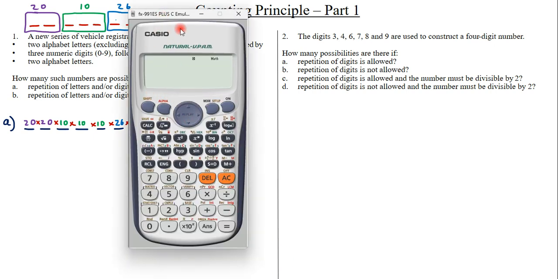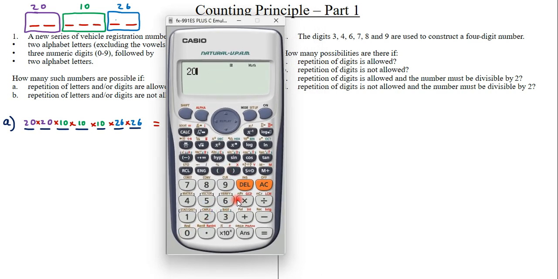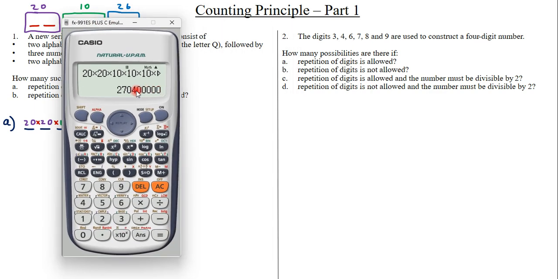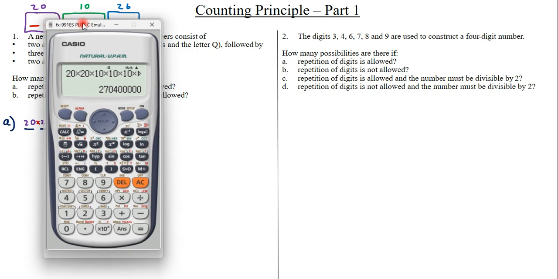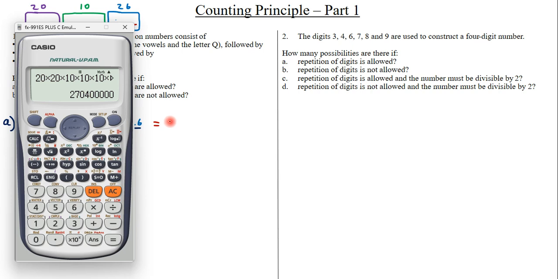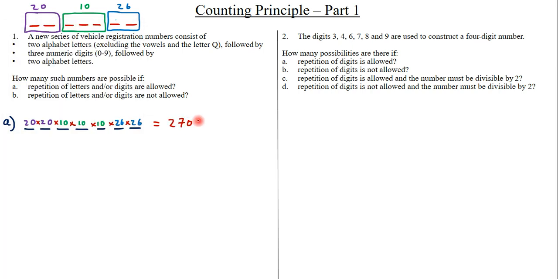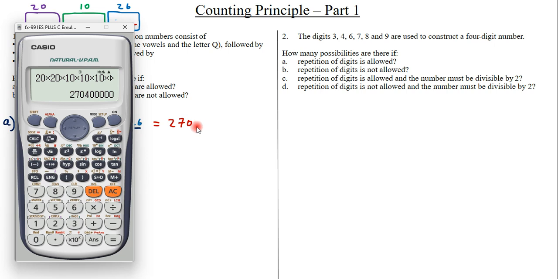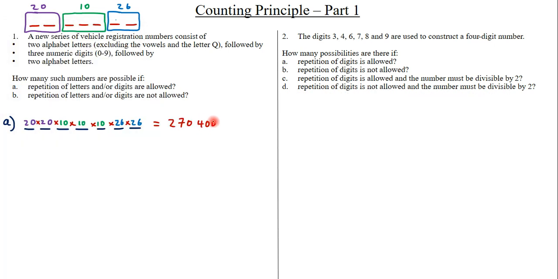On our calculator here, we have 20 multiplied by 20 multiplied by 10 multiplied by 10 multiplied by 10, then multiplied by 26 multiplied by 26, and that is going to be our answer. So now here I have 369. So it means I have 270 million, 400,000 ways, and that is going to be our answer.